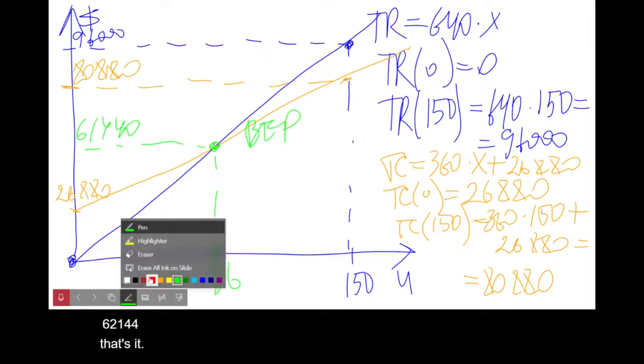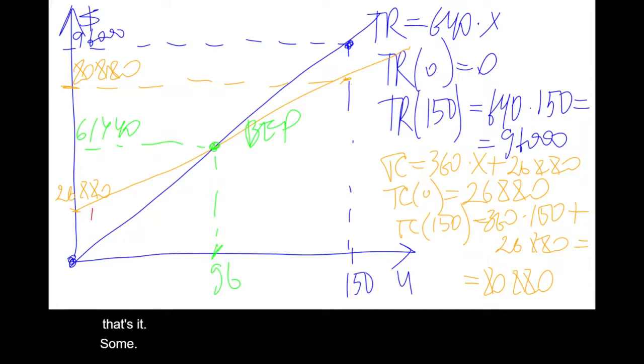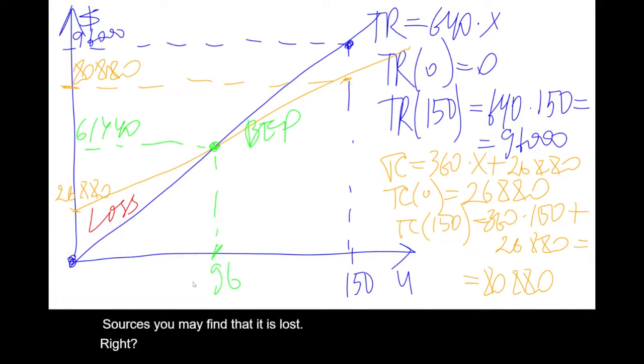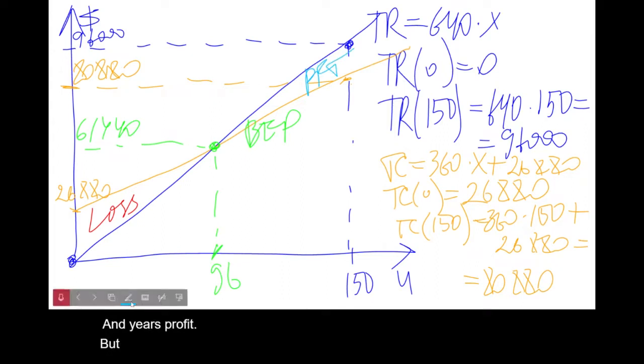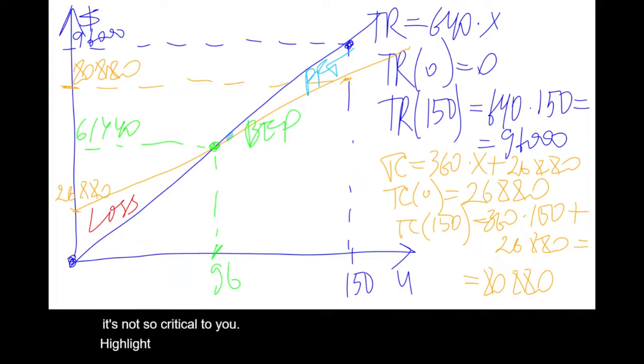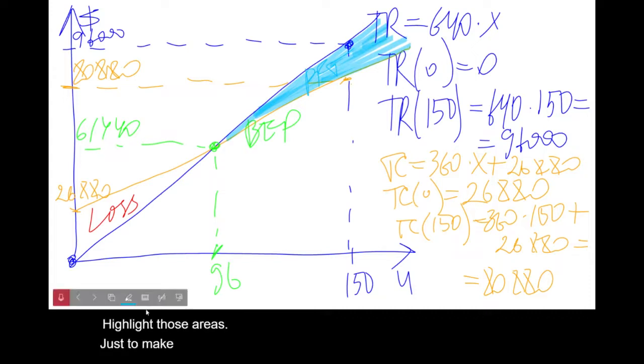Well, in some sources you may find that this area is loss, and here's profit, but you know, it's not so critical to highlight those areas. Just to make it beautiful, huh? Anyways, so any questions regarding the chart?